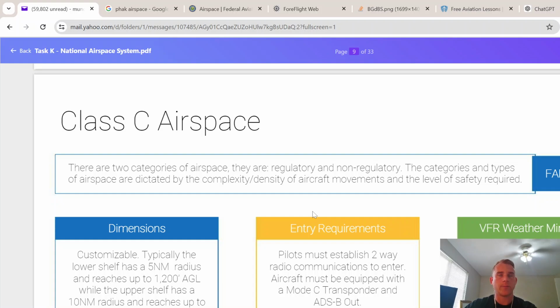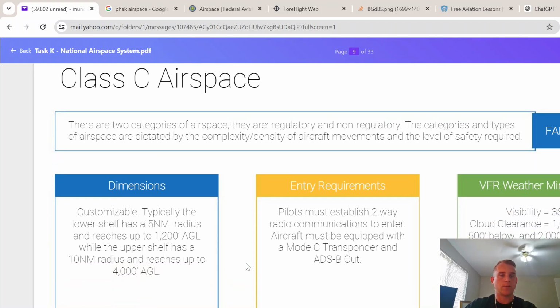Class C airspace. So this is still pretty busy airspace, but it's obviously not as busy as Bravo. I fly out of KBOI, so that's Class Charlie airspace. Its dimensions are customizable, I mean it depends on the terrain. And it says typically the lower shelf has a radius of 5 miles, reaches up to 1200 AGL, while the upper shelf has a 10 nautical mile radius and reaches up to 4000 AGL.